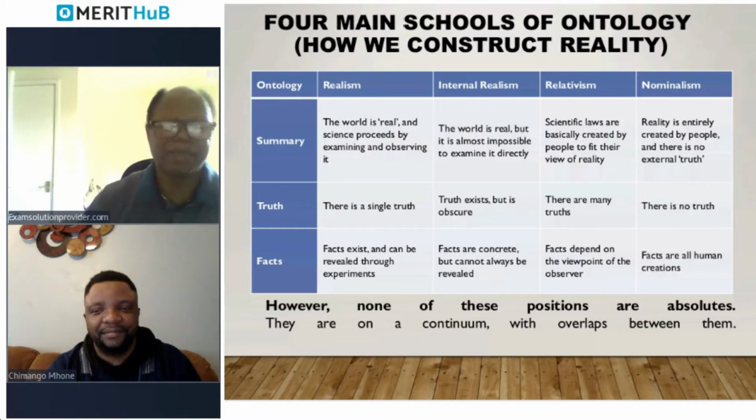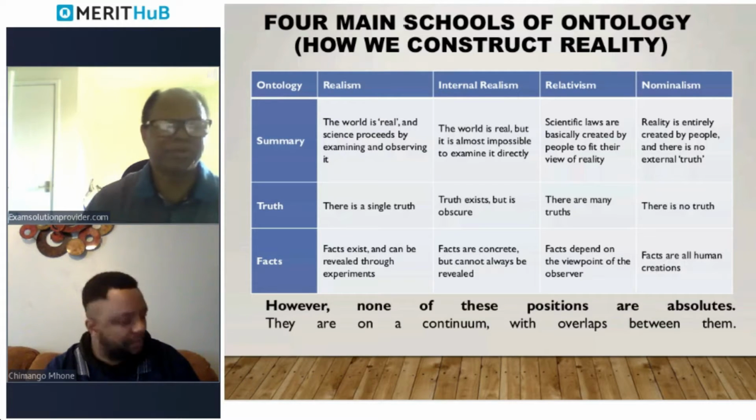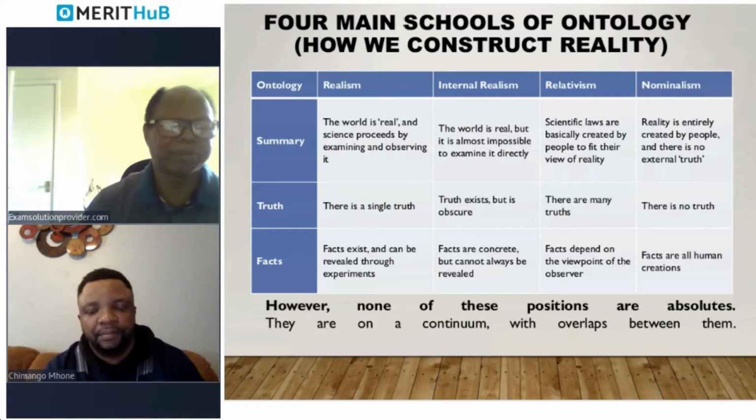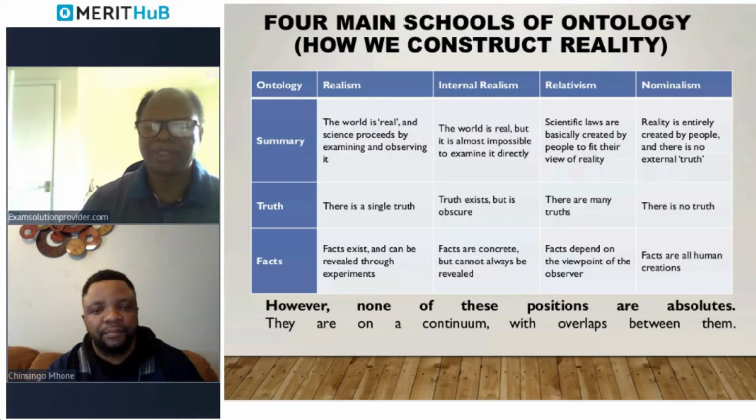If you are a realist, then facts exist and can be revealed through experiments. So most of you can see already, that's the way you're going to design your research. You're going to be conducting experiments and then finding what the findings are. If you are an internal realist, then facts are concrete, but cannot always be revealed. So you're just discovering a portion of it. Which means we haven't yet finished discovering what is in the real world. If you are a relativist, then the facts depend on the viewpoint of the observer.